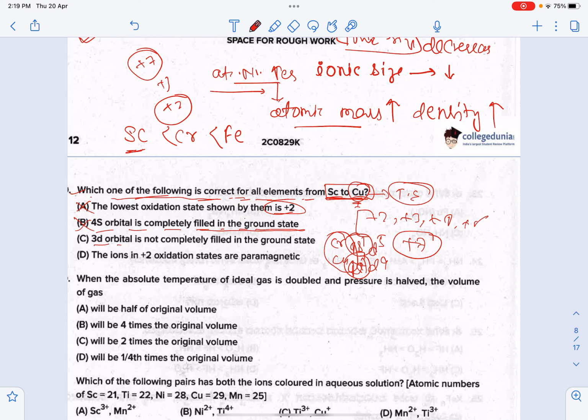Next statement is that the 3d orbital is not completely filled in the ground state. Okay, this statement is also wrong. Next is that the ions in +2 oxidation state are paramagnetic. It is not correct for all. So which one of the following is correct for all? Okay, this is the correct statement: the ions of +2 oxidation state are paramagnetic. When you calculate, you can see this. So our correct option will be D.